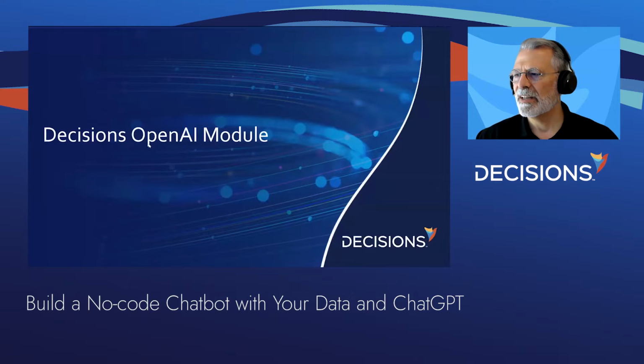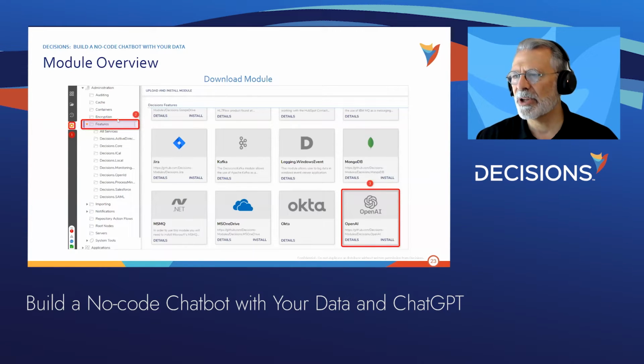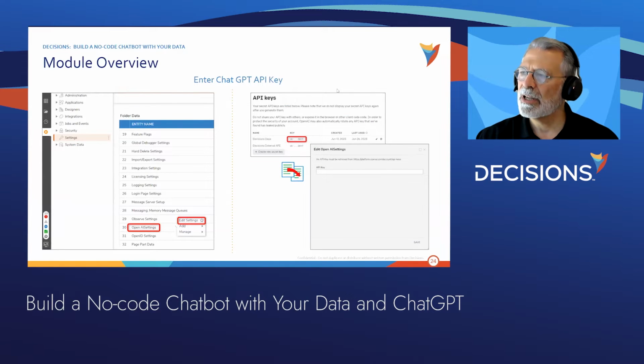Within Decisions, to access this OpenAI module, you simply go to the features section and download the module. We have lots of other modules there, so you'll see stuff like Okta, DocuSign, you name it. We have a couple dozen of these. You search for the OpenAI module, and you can download it.